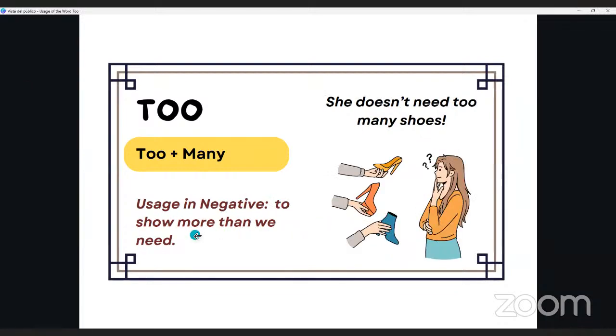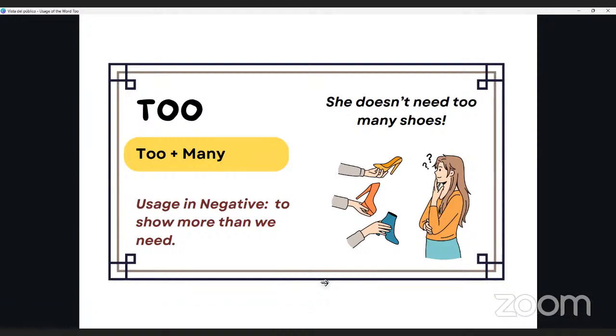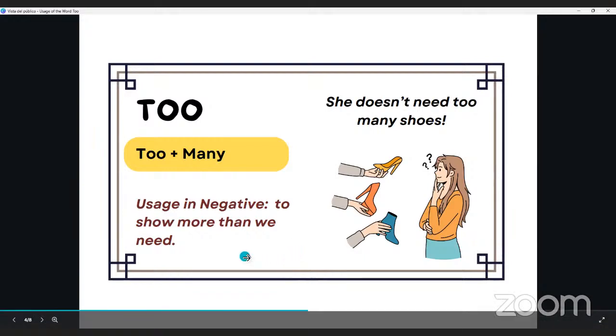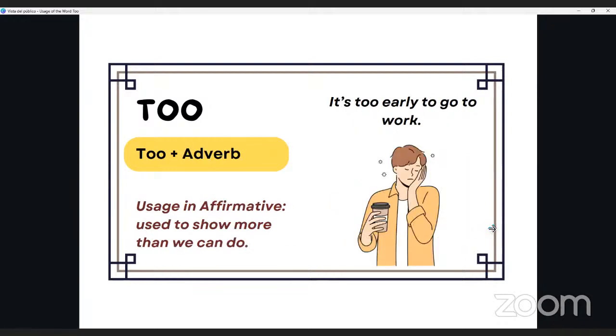Slide usages. Please, Andy, could you help me with this one? Too plus many. Use it in negative to show more than we need. She doesn't need too many shoes. Very, very good. So, almost the exact same as too much, but with a countable noun. Thank you, Andy. I'm gonna move a bit quickly because you already know every single part of this.